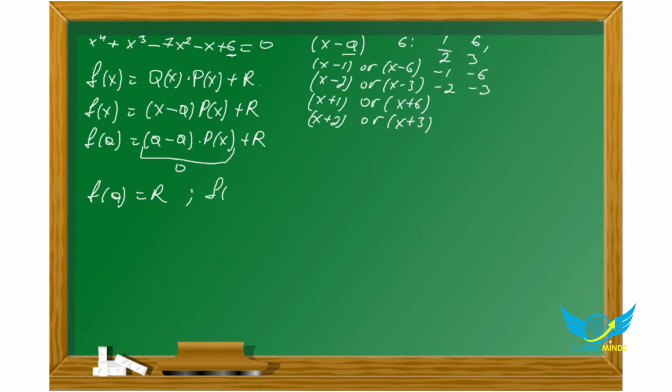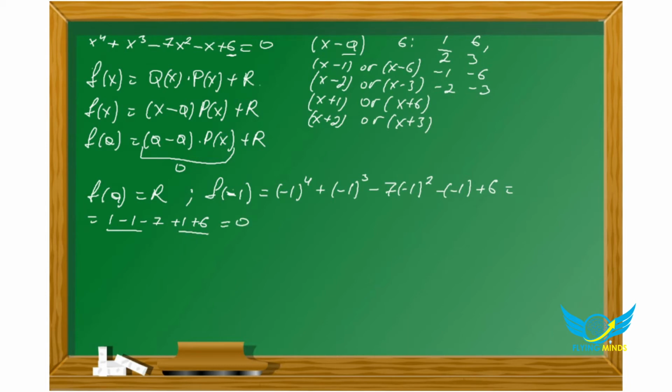So f of -1 equals (-1) to the 4th plus (-1) cubed minus 7 times (-1) squared minus (-1) plus 6. Let's calculate. Negative 1 to the fourth is 1. Negative 1 cubed is negative 1. Negative 1 squared is 1. 1 times negative 7 is negative 7. Minus negative 1 is plus 1, plus 6. So this is 0. This is 7. Negative 7 plus 7 is 0. So we found the first factor.